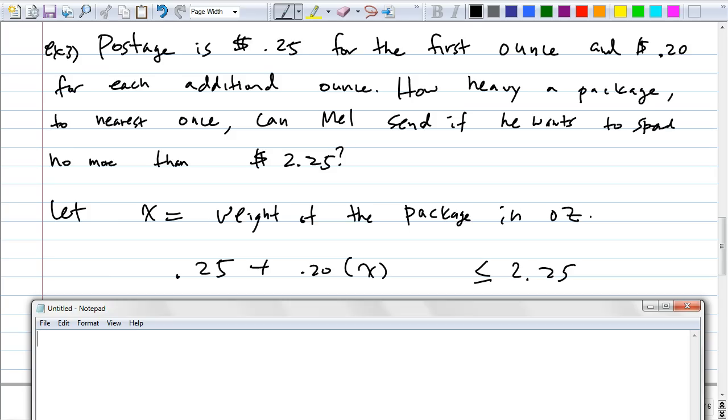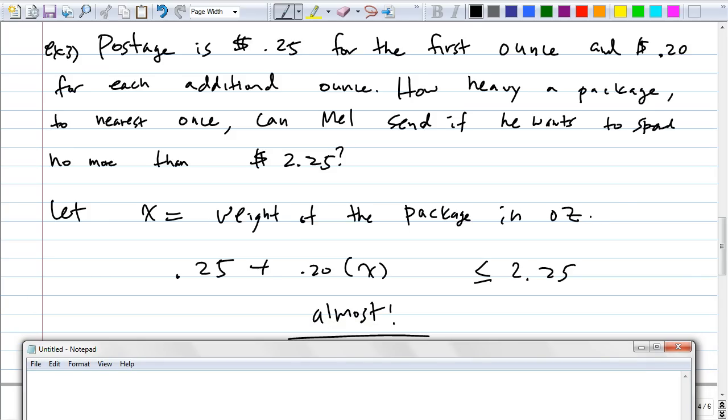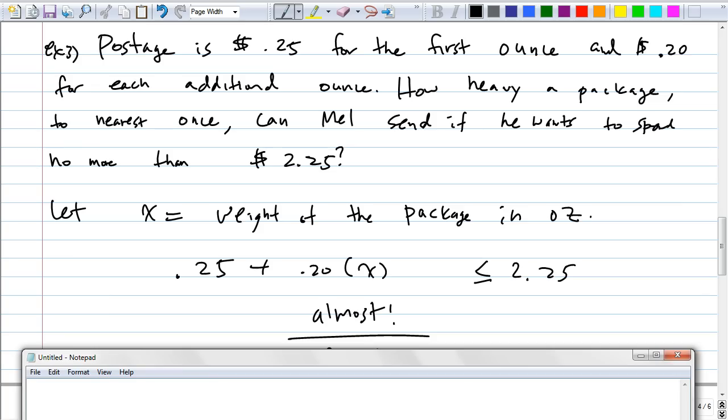Now, even though some of you wrote this, this is wrong. It's not correct. Why is this wrong? Who can show me why? Who can give me a counterexample? Because 25 cents would count as one of the ounces. That's right. Imagine if you plug in 1 for x.